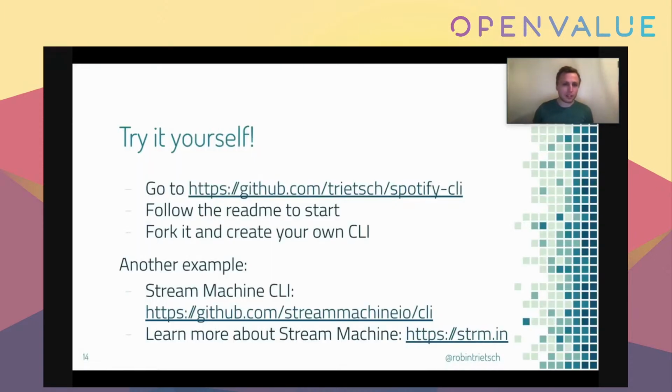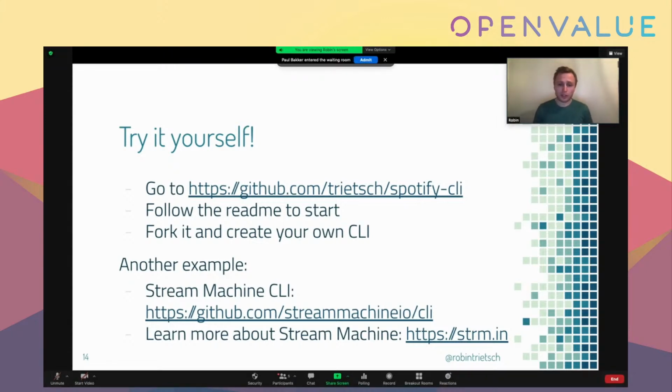That wraps it up. You can try it yourself. Go to this URL, and you can follow the README to start, fork the project, create your own CLI, use it any way you want. And another example, of course, this is all based on the CLI that we made for Stream Machine. So feel free to also check out that page, github.com/streammachine.io/CLI. Or if you want to learn more about Stream Machine, go to strm.in.